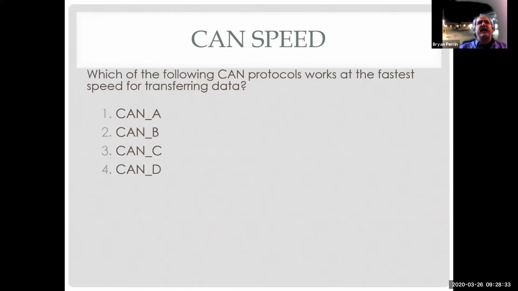So which of the following CAN protocols works at the fastest speed for integrating data? And I'm going to turn on polling because this is number 10. Indeed, it's A. Definitely A. Okay, 100%.